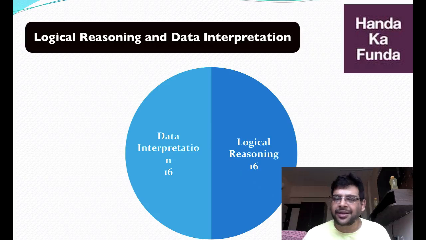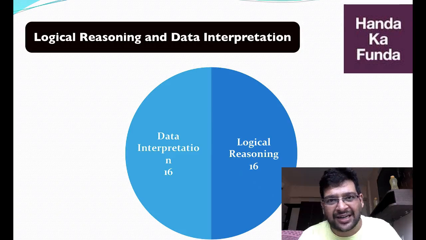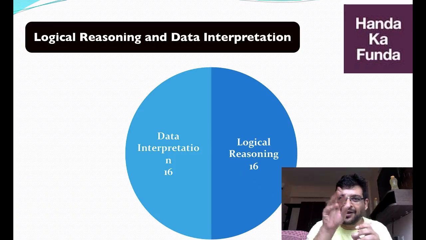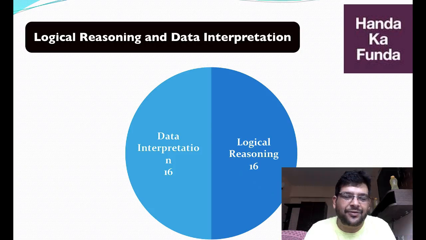So 16 questions, typically on 4 sets of 4 questions each. That is what you can expect in the LRDI part. DI over the last few years has moved a little bit towards logical DI, which means earlier you used to be just given a table with some data there and some data missing, and you needed to solve it. But that is no longer the case.